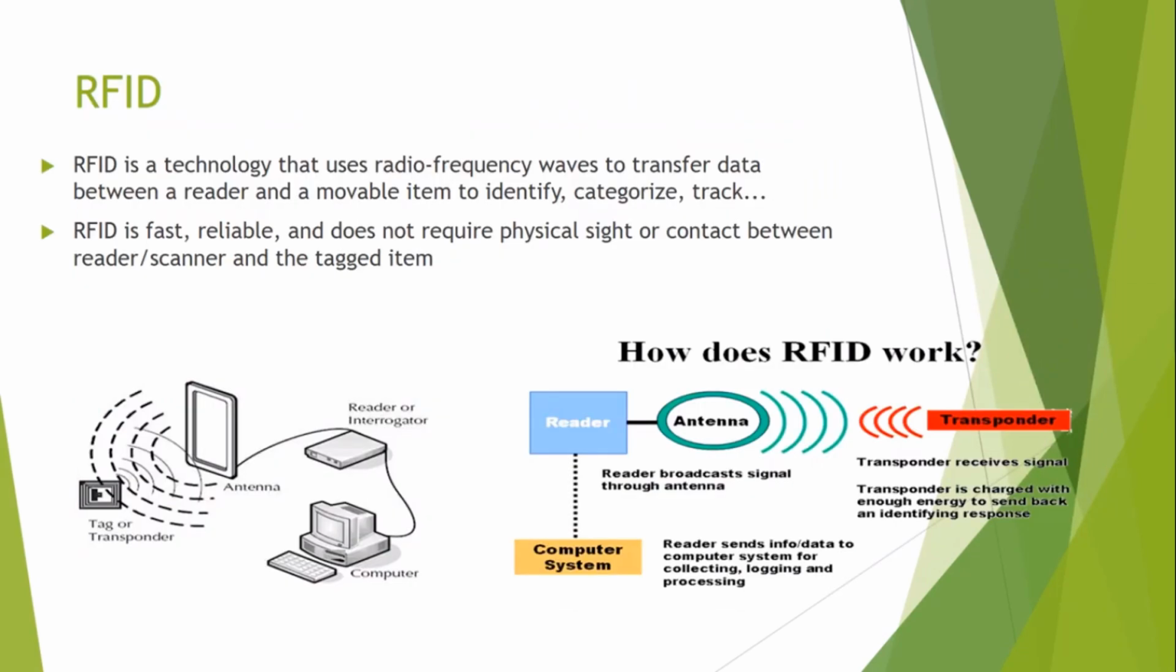Next one is the interesting part, RFID. This is a very popular thing this century. RFID is a technology that uses radio frequency waves to transfer data between a reader and a mobile item to identify, categorize and track it. RFID is very fast and reliable and does not require physical contact between the reader and the scanner. So you can use it for doors and controlling vehicle doors. That way you can use RFID for very fast and reliable devices.